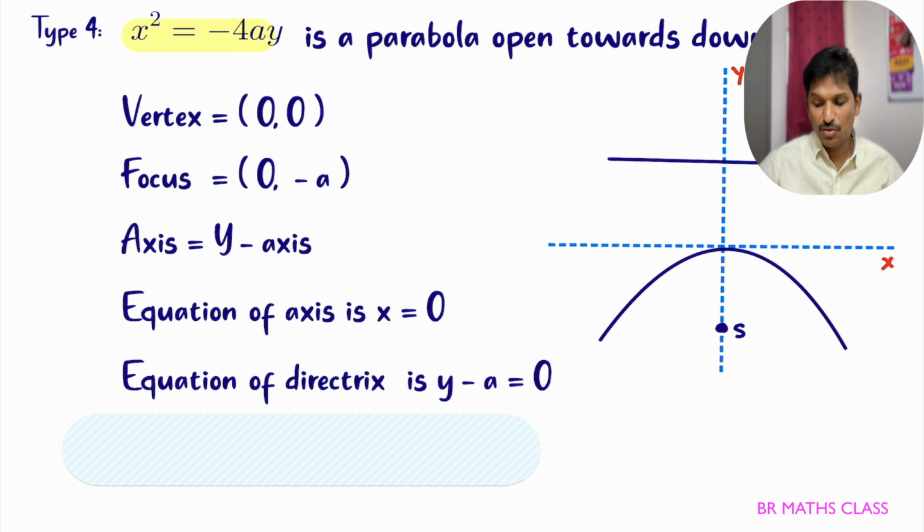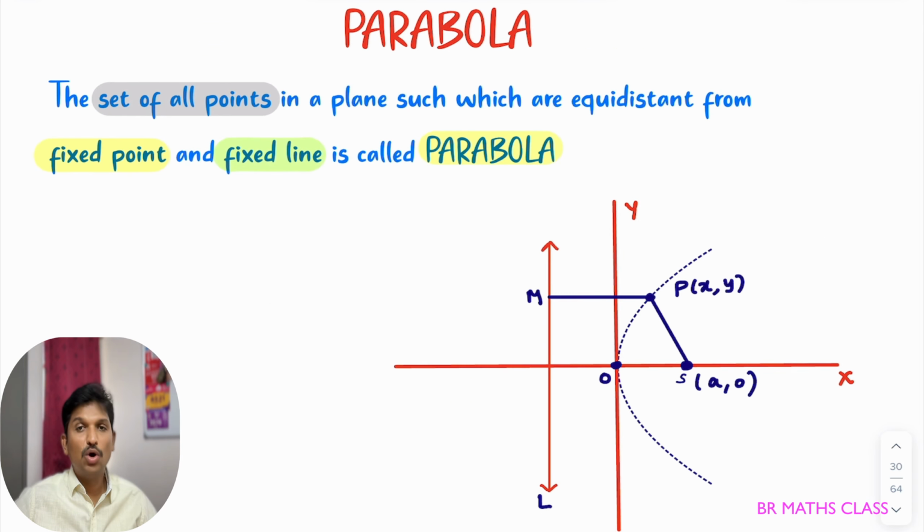Last one is latus rectum. What is latus rectum? It is a line segment whose endpoints lie on the parabola, passes through focus and perpendicular to axis. What in our syllabus, whatever 4 types are there, in all parabolas, length of latus rectum is 4a only.